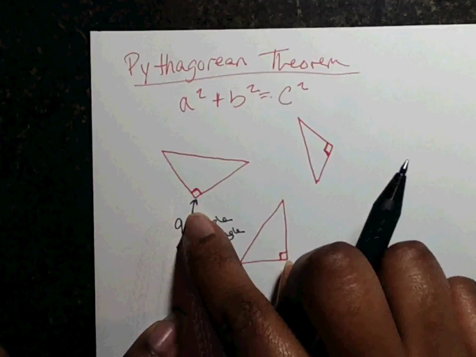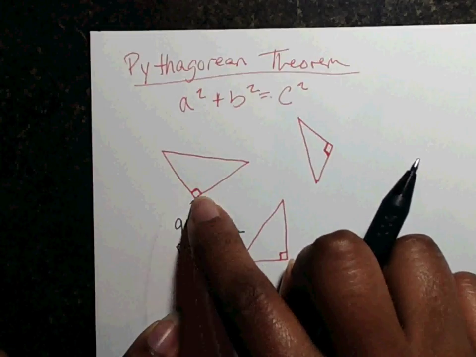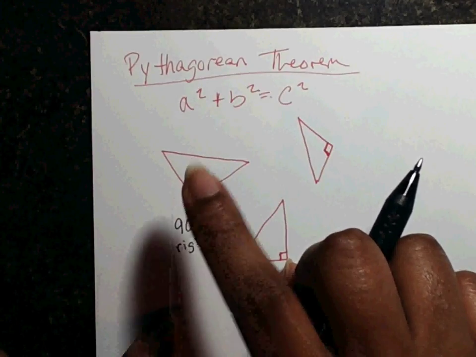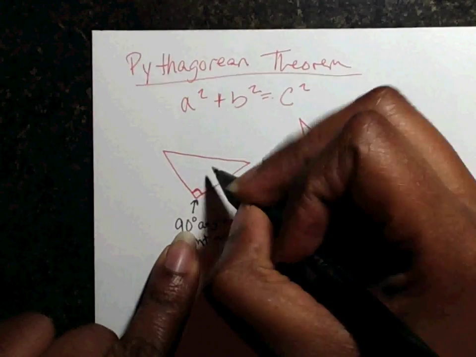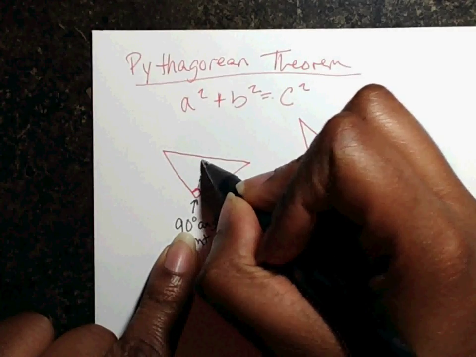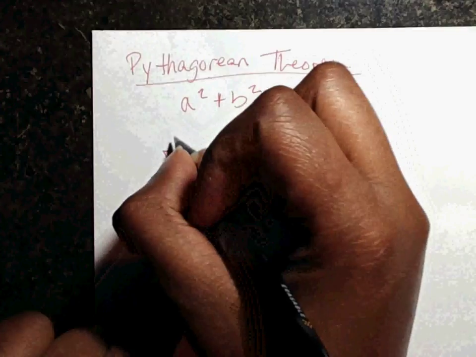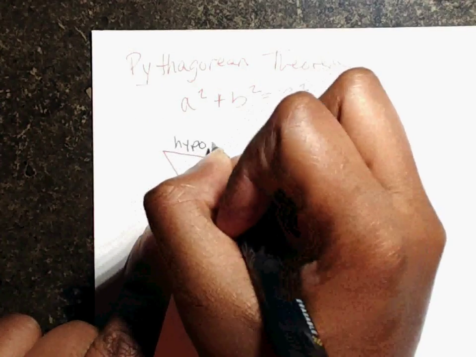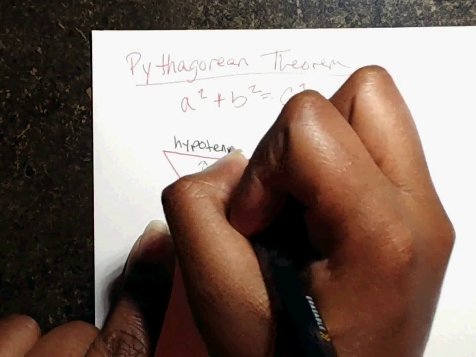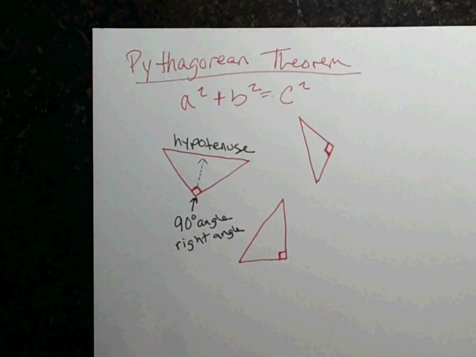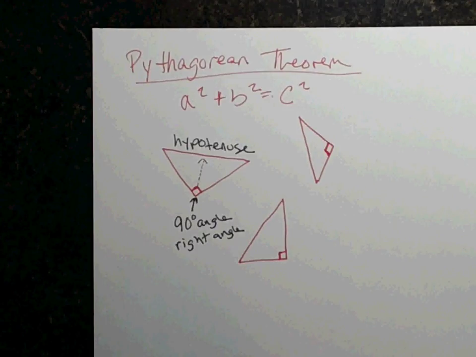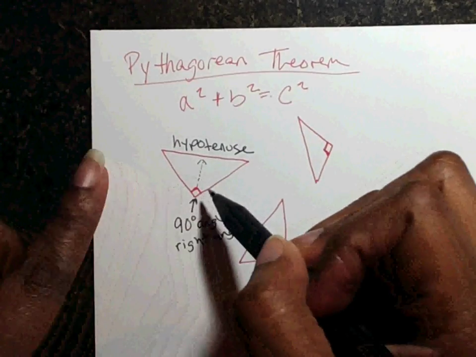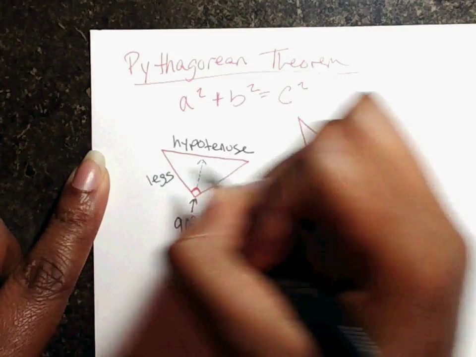So, whenever you locate your right angle, your 90-degree angle, your square, just go directly across from it and label that side your hypotenuse. Hypotenuse is how it's pronounced, but it's kind of spelled "hypotenuse," so that's what I say in order to spell it correctly. From there, it doesn't matter what you label these. These are called your legs.